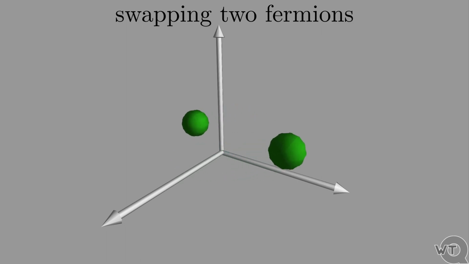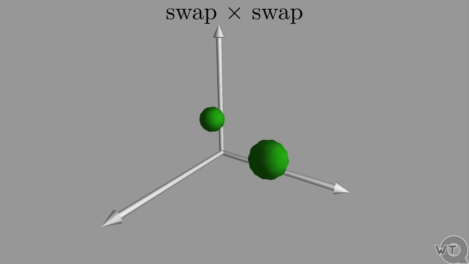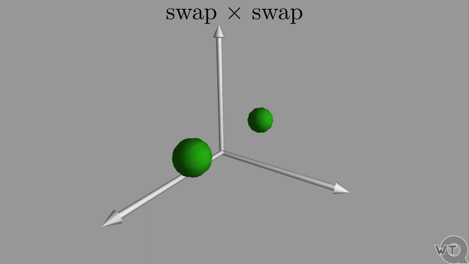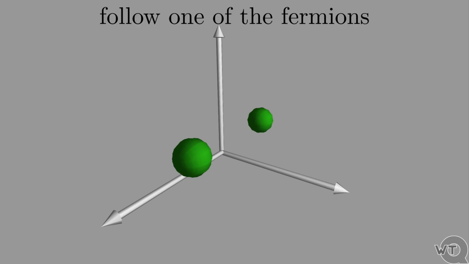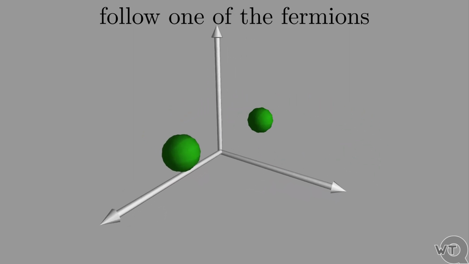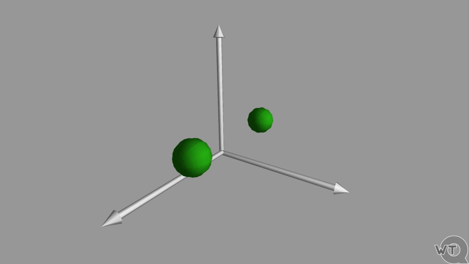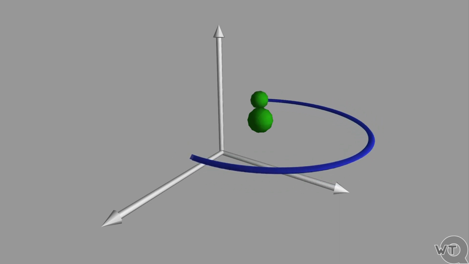Here we swap two fermions. If we do a swap-swap, one fermion goes all the way around the other one. We can see this more clearly if we follow one of the fermions. The other guy just goes all the way around. That's a swap-swap. Now let me show the path taken in blue. Swap-swap.